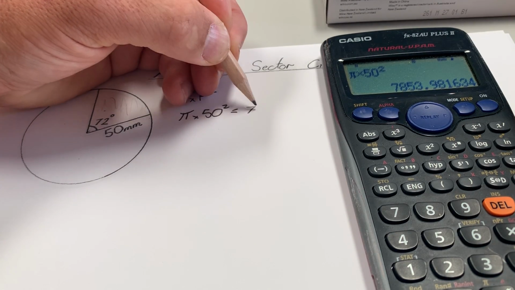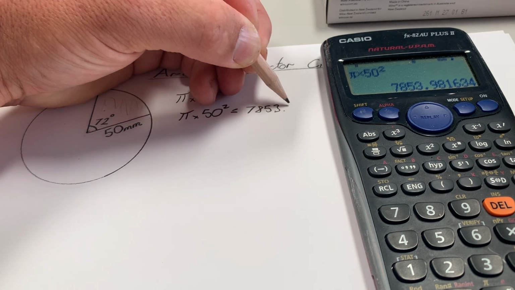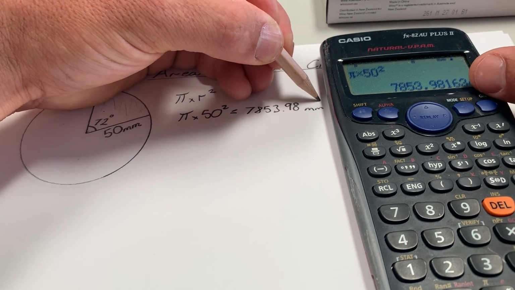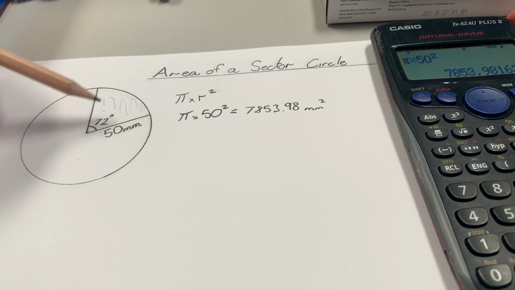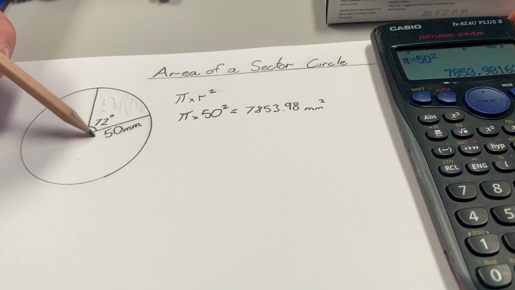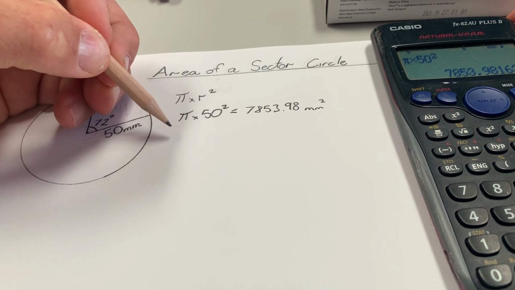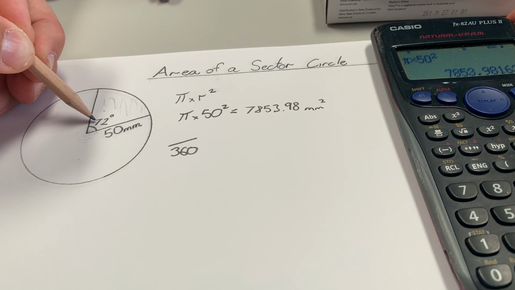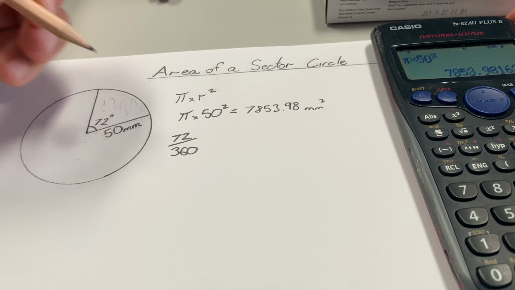So 7,853.98, and because millimeters squared. Okay, now that's the whole thing. We're only talking about this section. So we know the degrees of a whole circle all the way around is 360. Okay, so it's 360 degrees in a whole circle, but we're only talking about the 72. So that's going to be a fraction of a circle.